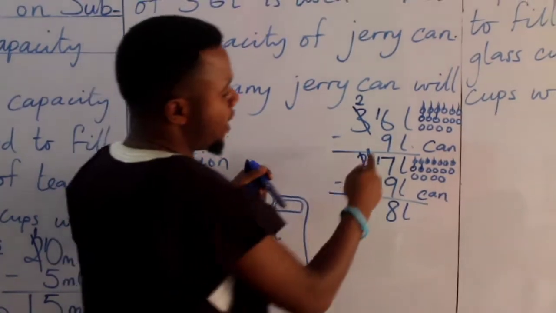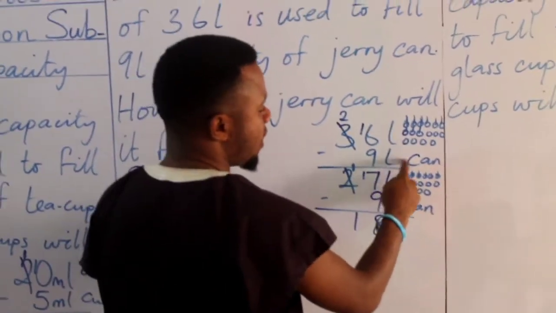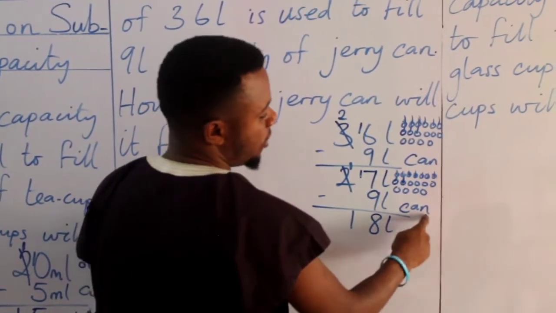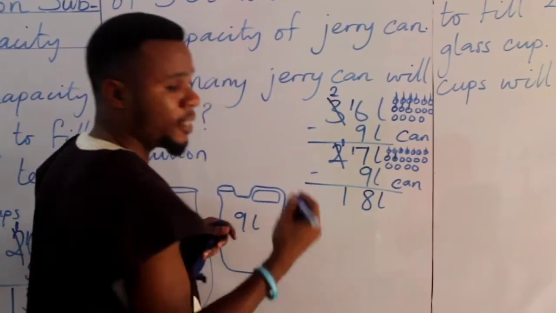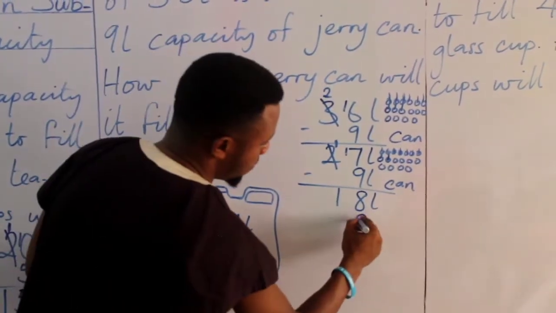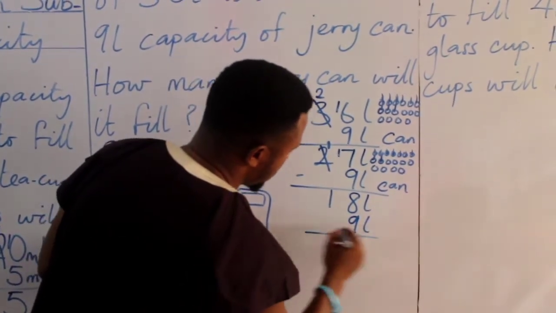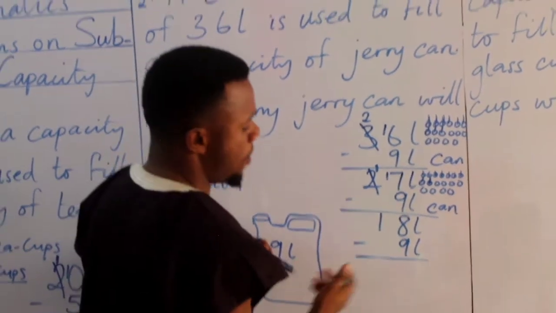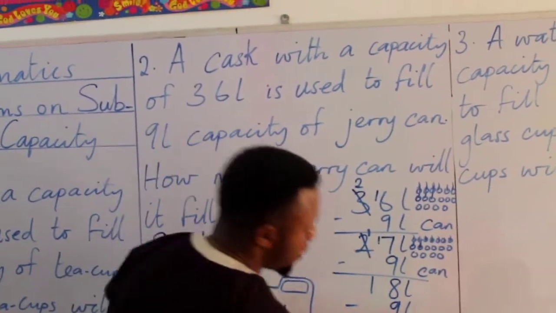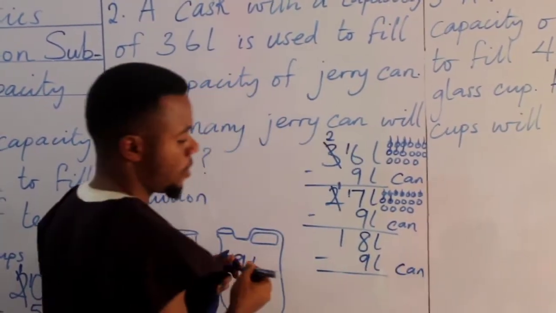Okay, remember the 9. This is our first can, second jerry can, and now we still have more. So let's get our third jerry can. Now we have this. Remember, this is subtraction. This is our third jerry can.